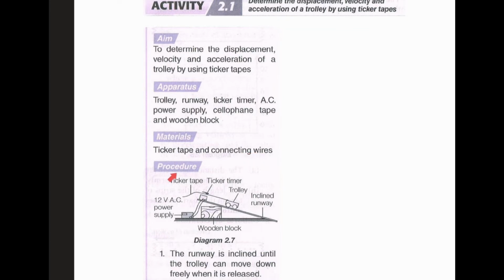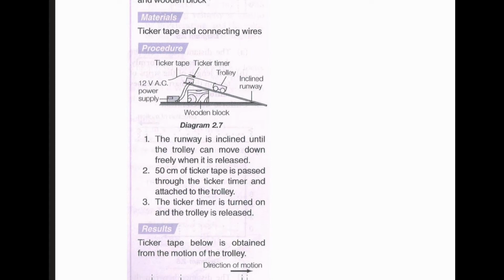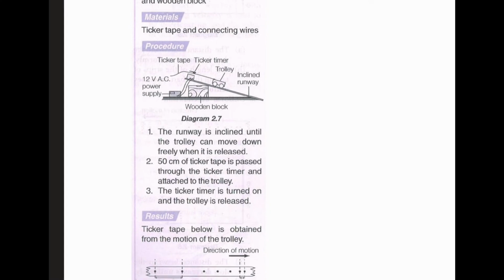Okay, so procedure. The runway is inclined until the trolley can move down freely when it is released. 50 cm of ticker tape is passed through the ticker timer and attached to the trolley. The ticker timer is turned on and the trolley is released. That means initially you hold the trolley with your hand, then you turn on the timer and then you release your hand. Then the trolley will move down, there are dots on the ticker tape, and then you just study the ticker tape. So, results.